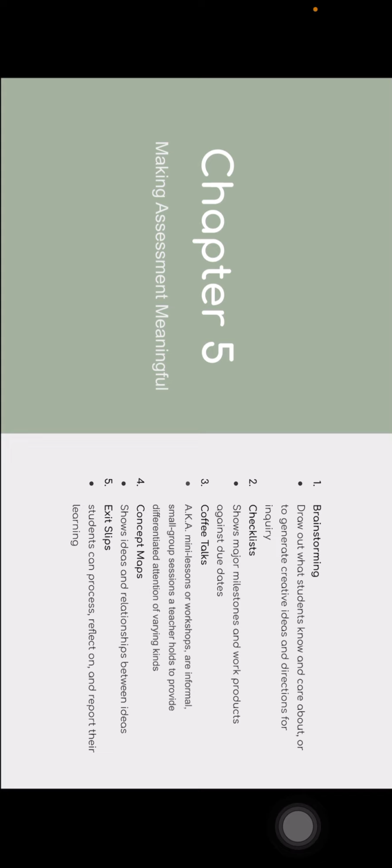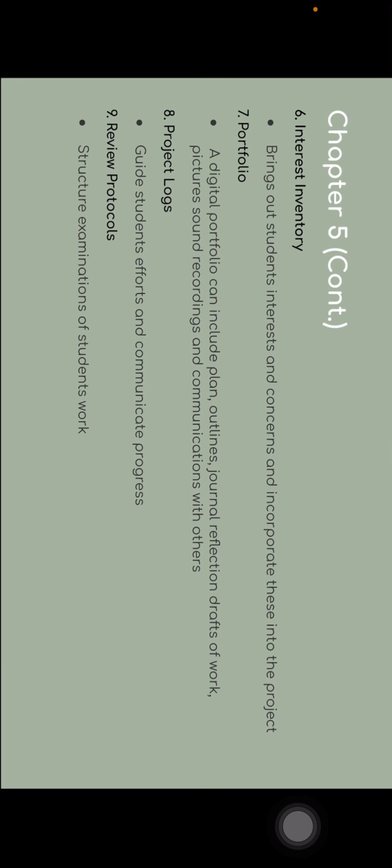Number 3, coffee talks, aka mini lessons or workshops, which are informal small group sessions a teacher holds to provide differentiated attention of varying kinds. Number 4, concept maps. Shows ideas and relationships between ideas. And number 5, exit slips. Students can process, reflect on, and report their learning.